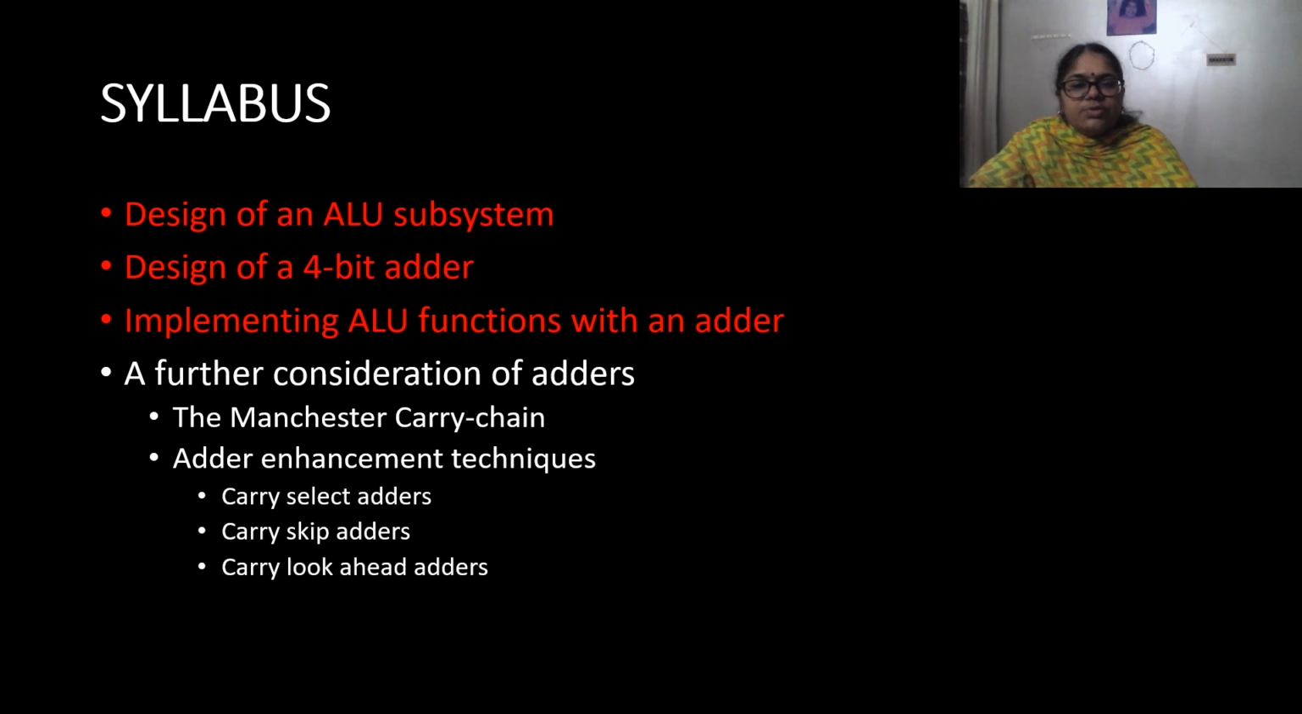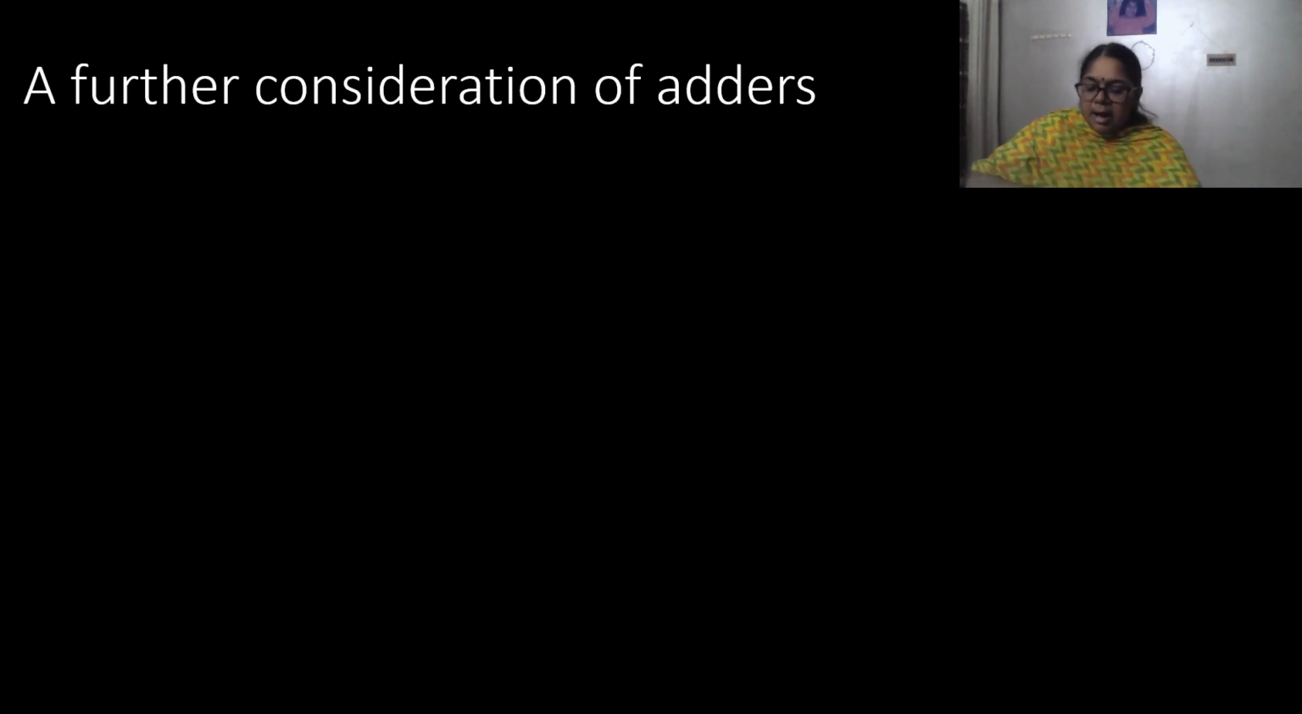The portions which we are going to cover in today's lecture are further consideration of adders, under which we are going to study Manchester adder, carry select adder, carry skip adder and carry look ahead adder. Adders are the basic components of the arithmetic processor. Adder circuitry should be further considered to refine the design for optimized performance of the adders.